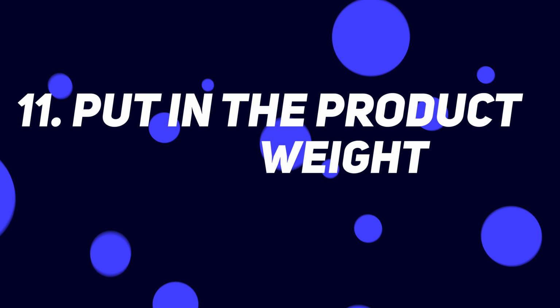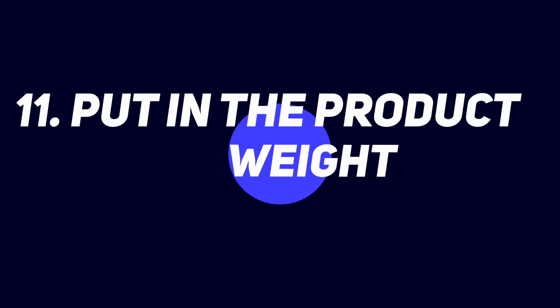The 11th way to drive more clicks for your Google Shopping ad is to add the product weight. This is very crucial, especially if you want to calculate shipping costs. There are some instances where customers would like the product to be under a specific weight, so it's more lightweight for them. In that case, you want to put your product weight in.